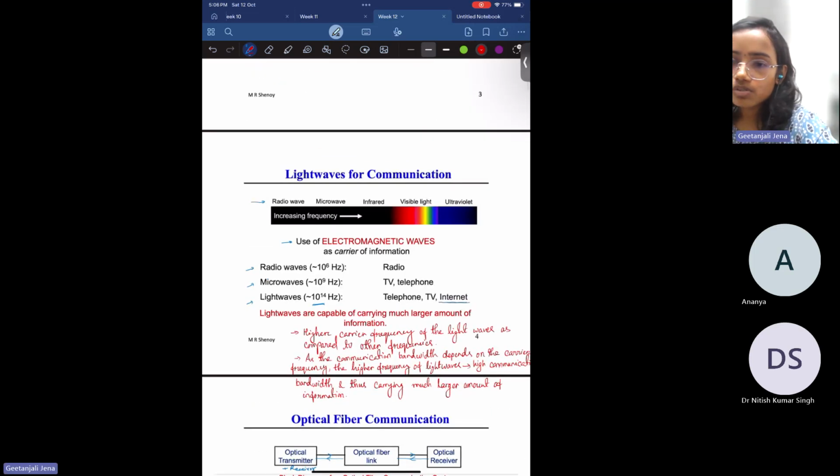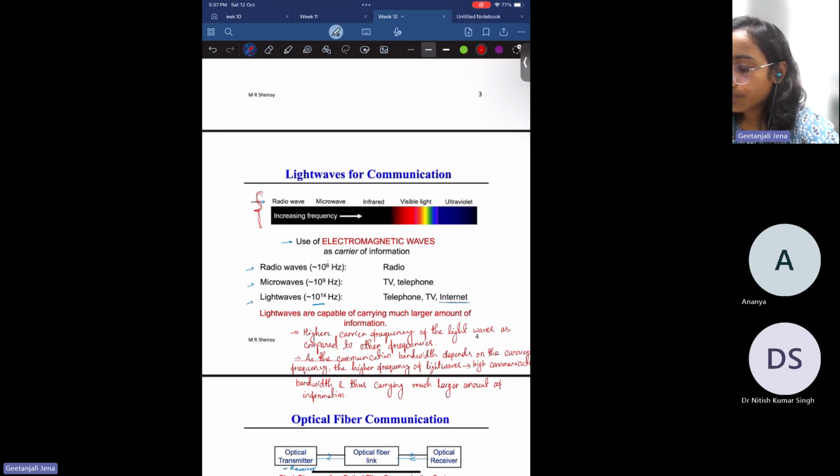So we typically use light waves for communication purposes. Light waves are nothing but a part of the electromagnetic spectrum. I think everyone knows the electromagnetic spectrum. This is the typical diagram of the electromagnetic spectrum, where when you move from radio wave to ultraviolet, the frequency of these waves increases and the wavelength decreases.